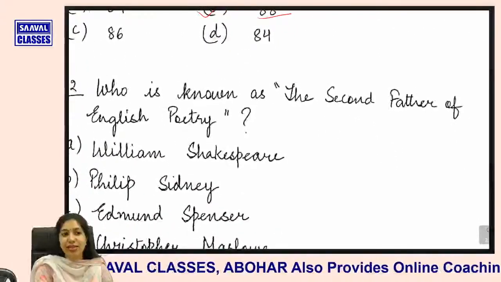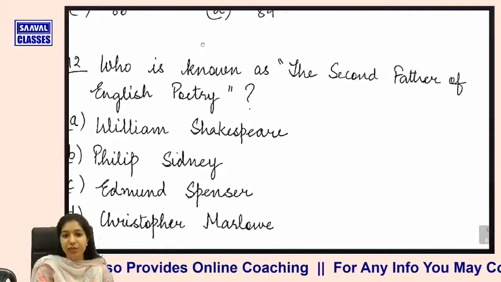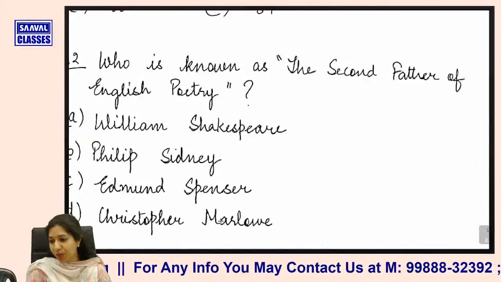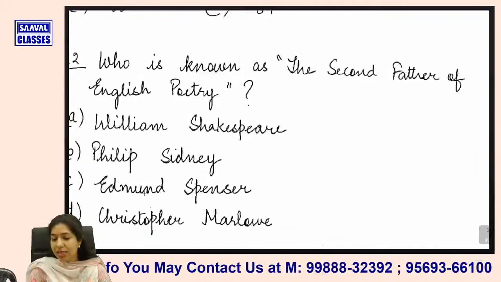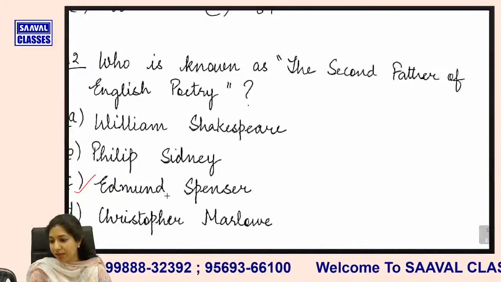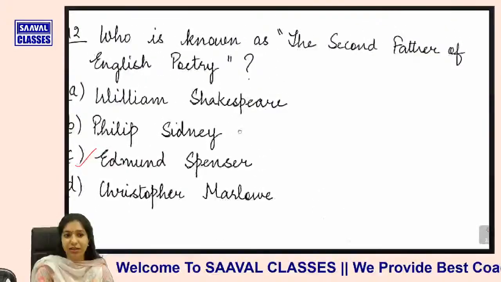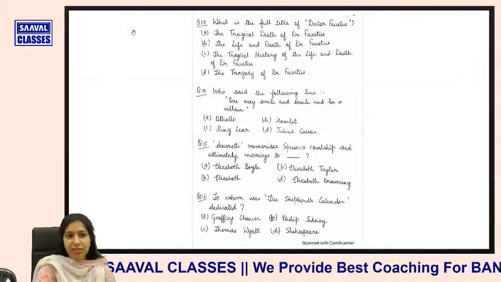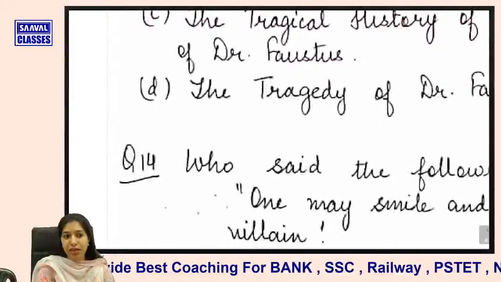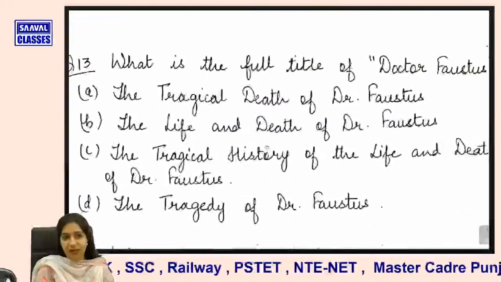Who is known as the second father of English poetry? William Shakespeare, Philip Sidney, Edmund Spenser, or Christopher Marlowe? So it is Spenser. Yes, the second father of English poetry is Edmund Spenser. And who is the first father then? Who is the first father of English poetry? Means the father of English poetry actually. First use nahi karna hai na humne saath mein. It was Geoffrey Chaucer. Theek hai?